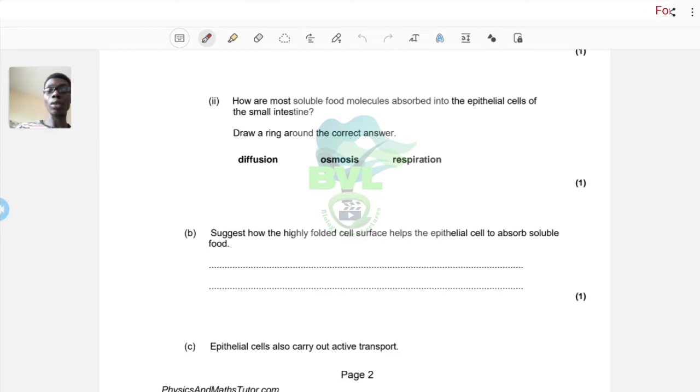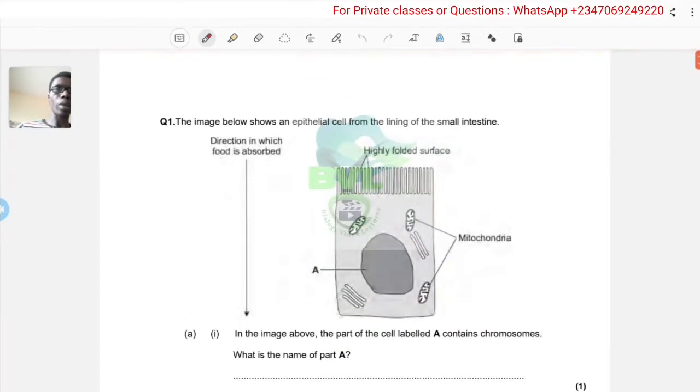So today we move on to cell structure in the GCSE past question solution series. All right, so we're going to start from here. This is the beginning of the question.